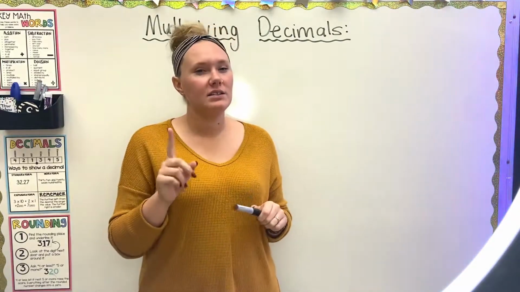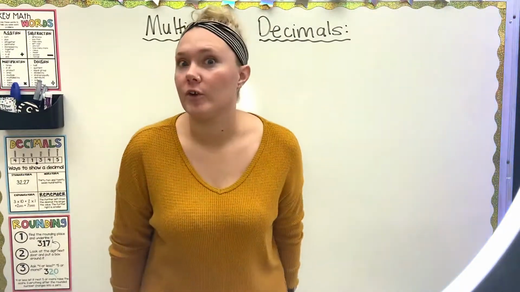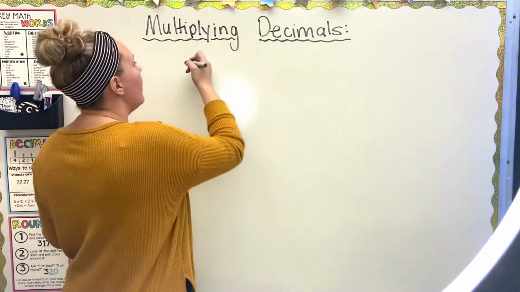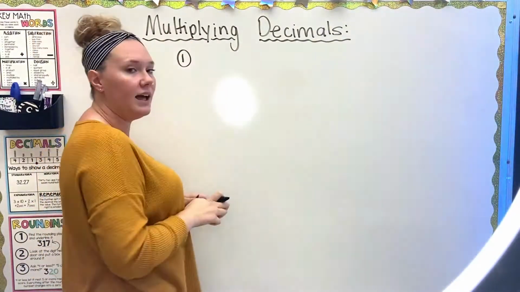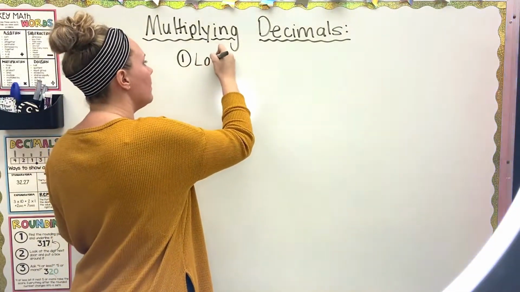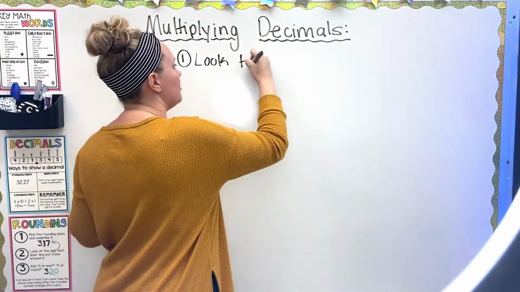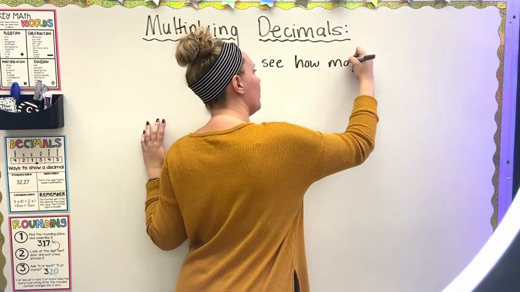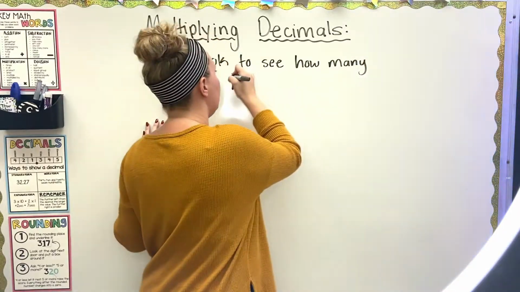So let's talk about the steps first, okay? So the first step that I like to say is that we always have to look to see how many decimal places. How many decimal places?